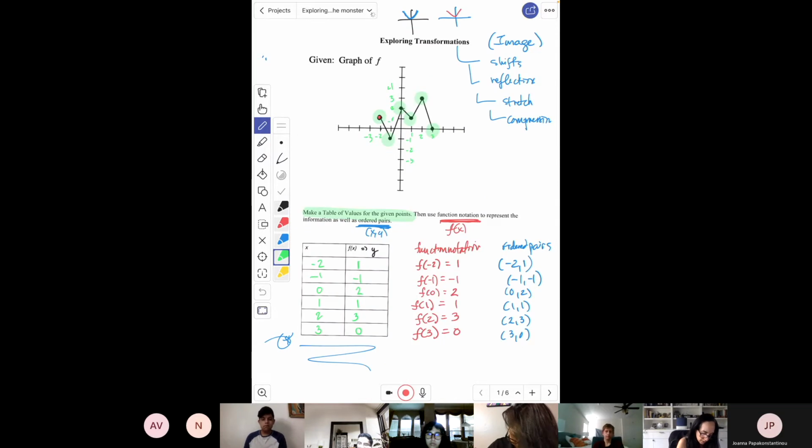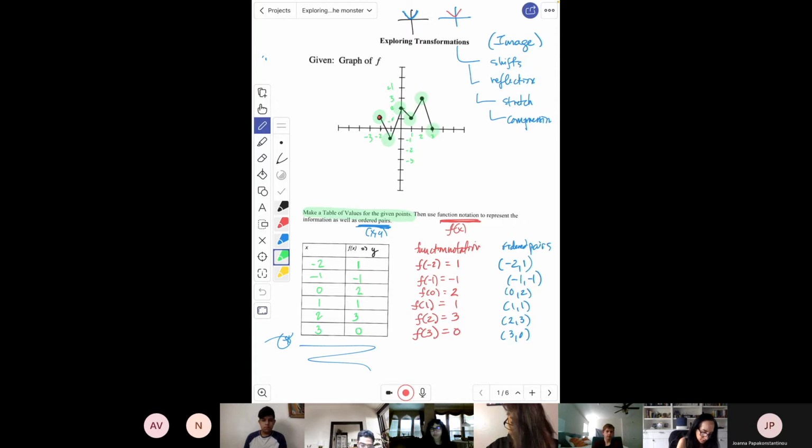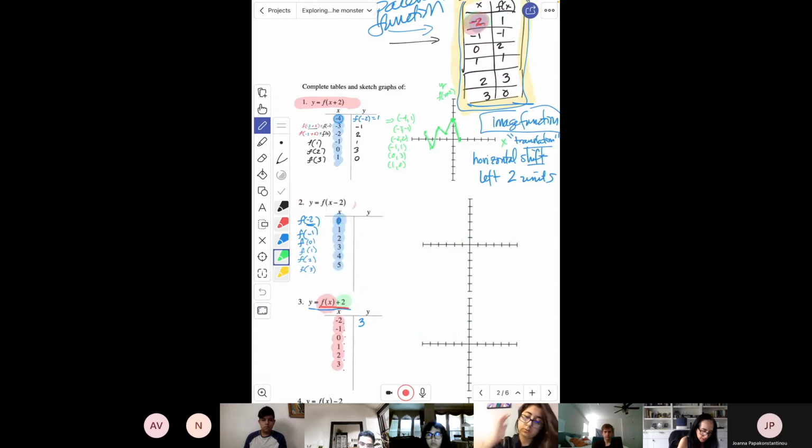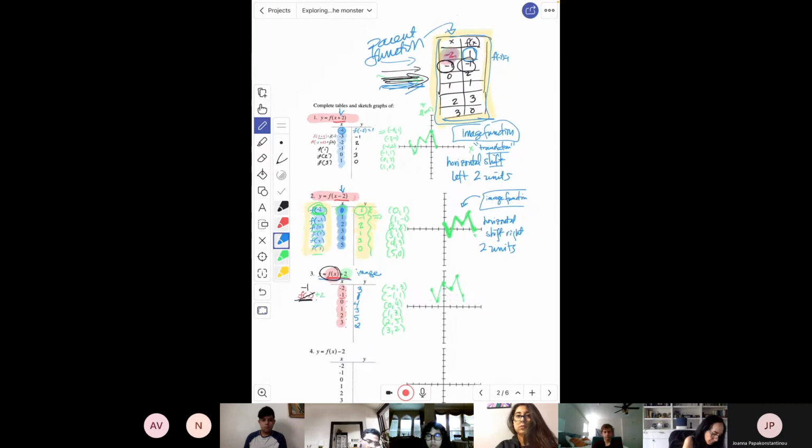Can anybody recognize what's happening? What does it look like we've done to that parent? This is the parent. So take the graph of the parent and compare it to this one. Can anybody describe the transformation made to the parent to get the graph of the image function? The image function is shifted up 2 units. Exactly. So it is a vertical shift or translation up 2 units. Eric, excellent.